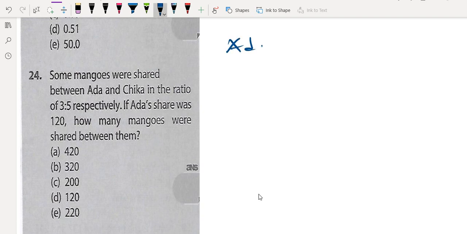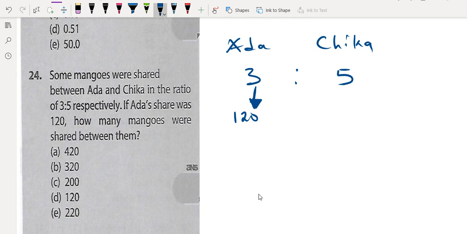Ada and Chika. What are their ratios? 3:5. So Ada's share is what? 120. Ada's share is 120. They're asking for the number of mangoes that were shared. They're not even asking for Chika's share. They're asking for the number of mangoes that were shared.